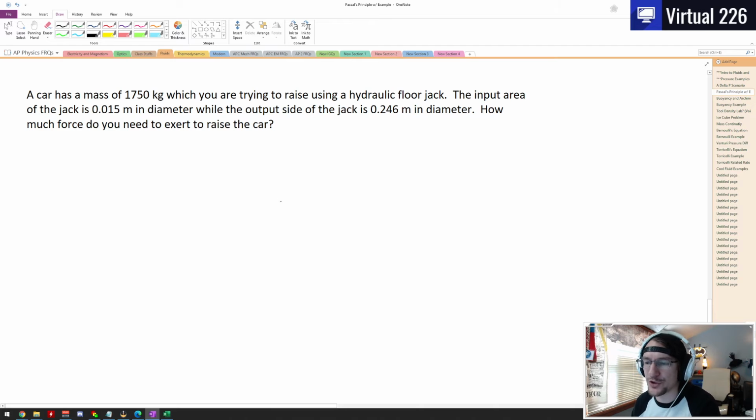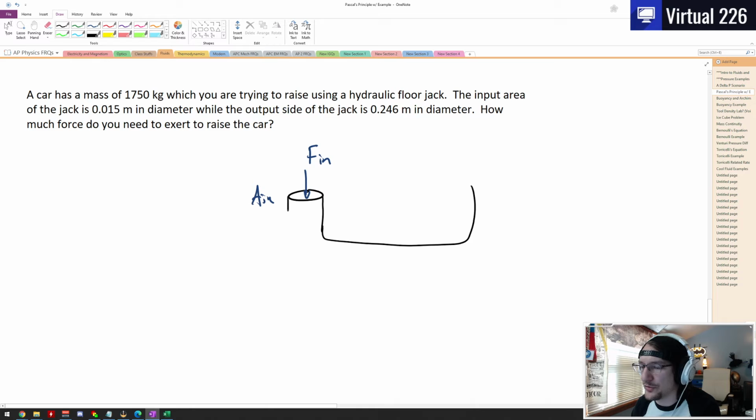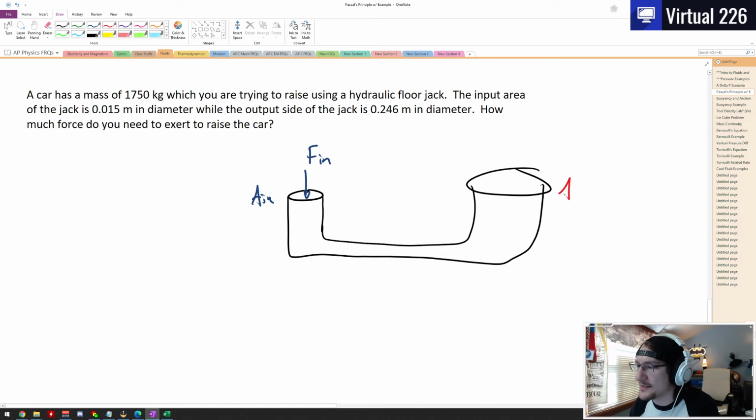What we have here on this floor jack, and the way they're set up, is there's normally some small input area. So there is some area on this side, we'll call this A in, that we apply a force to, F in. And every jack is set up a little bit differently, but generally speaking, internally, there is some sort of piping system that goes to the output, and this output has a much larger cross-sectional area. This is A out, and because it's pushing up on your car, this is the output force.